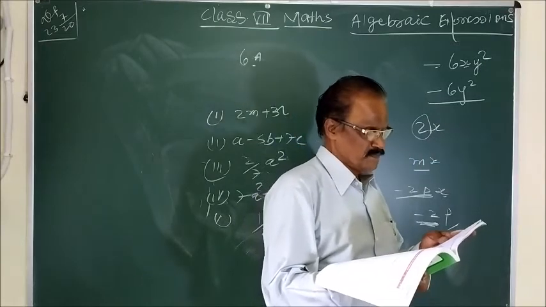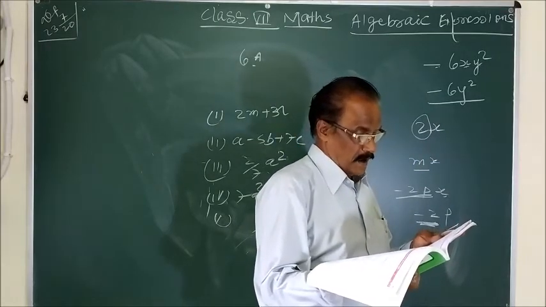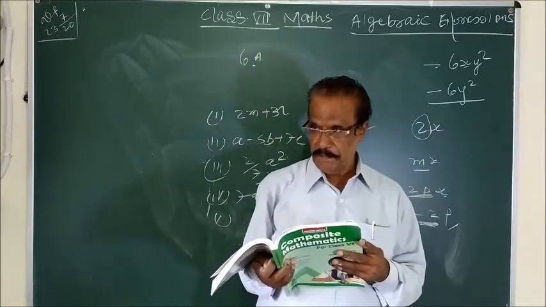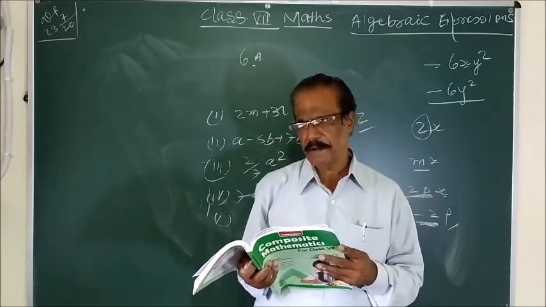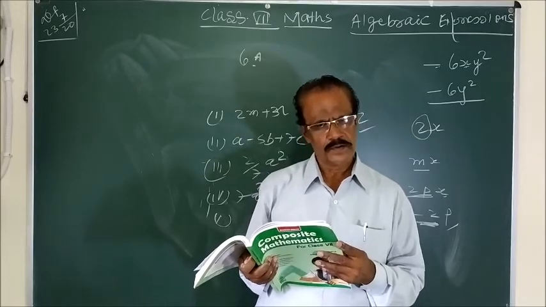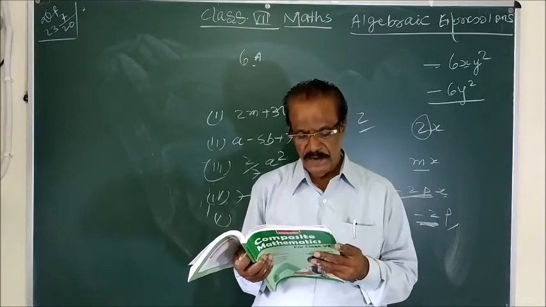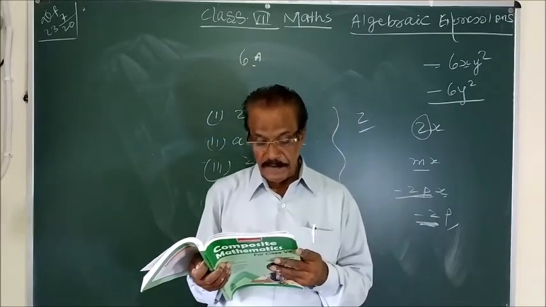Question number 3. Identify like terms. I said like terms have the same variable and the same power. So those are called like terms. Otherwise unlike terms. Identify polynomial, algebraic expression.